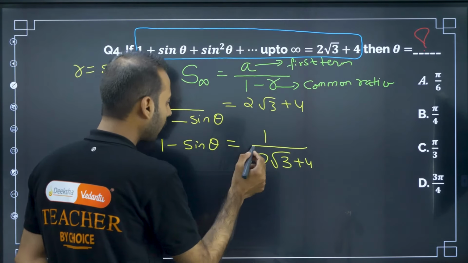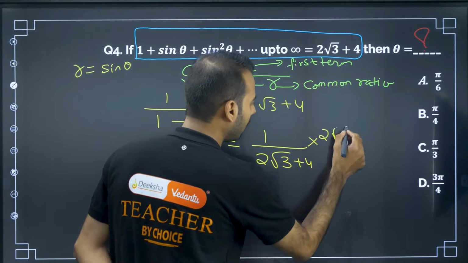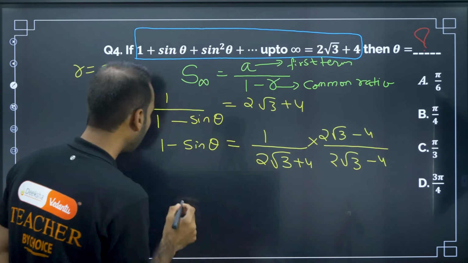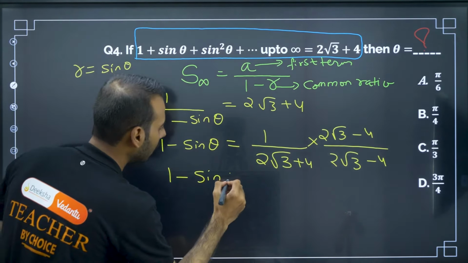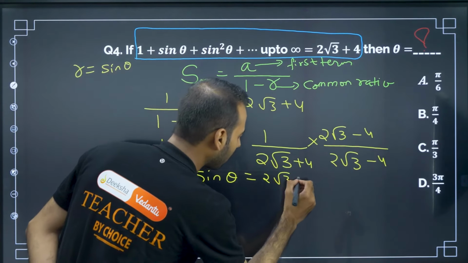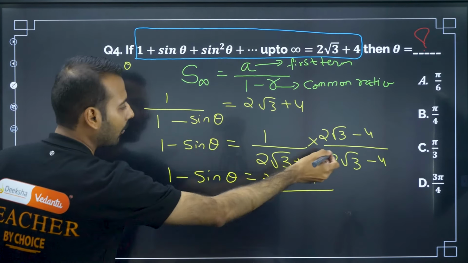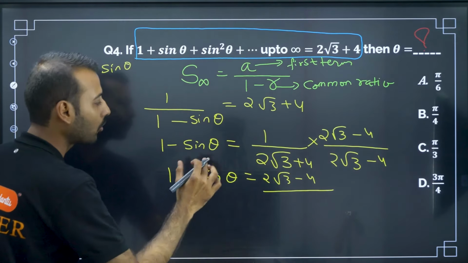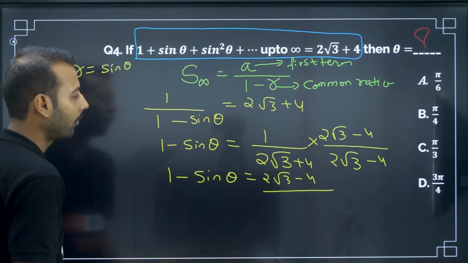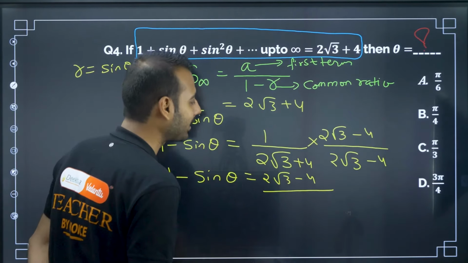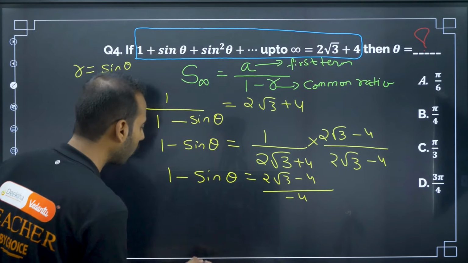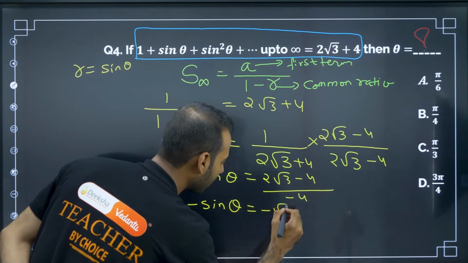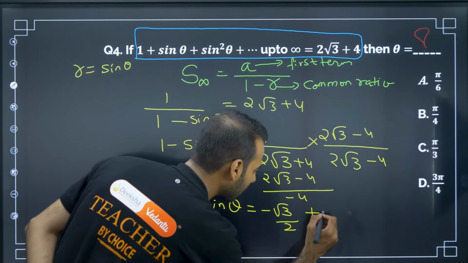Also here, if I multiply by 2 root 3 minus 4 on numerator and denominator, 1 minus sine theta is equal to 2 root 3 minus 4 divided by, a plus b times a minus b, a square minus b square. A square minus b square means 4 times 3 is 12, minus 16. 12 minus 16 is minus 4. So 1 minus sine theta is equal to minus root 3 by 2, plus 1.